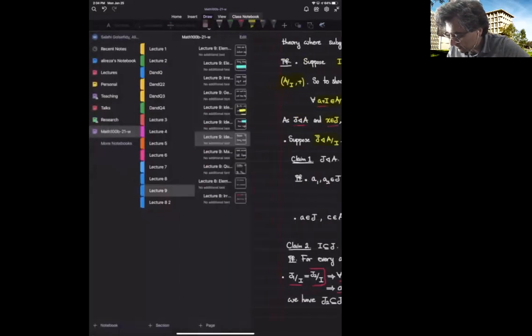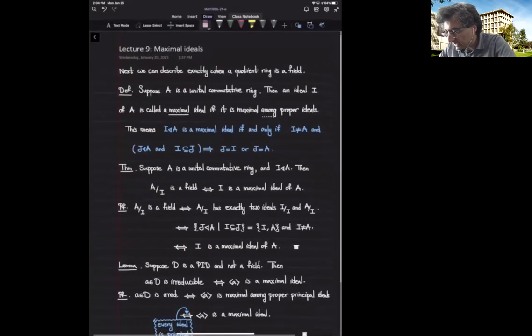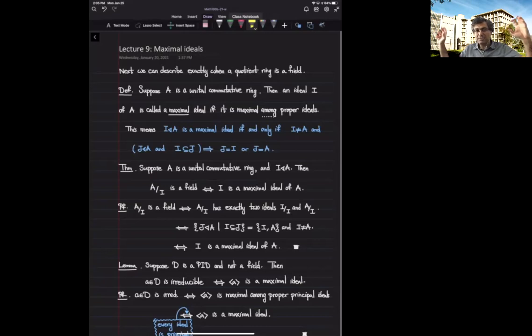Let's see how this can help us. As I've pointed out, our goal is to use this result in order to understand under what condition a quotient ring is a field. A quotient ring is a field precisely when it has exactly two ideals, the zero ideal and the entire thing. But I understand that there is a bijection between ideals of A over I and the ideals of A that are sandwiched between I and A. If I have only two of them, this means such an ideal that's sandwiched between I and A should be either I or A. There should not be any proper ideal above I.